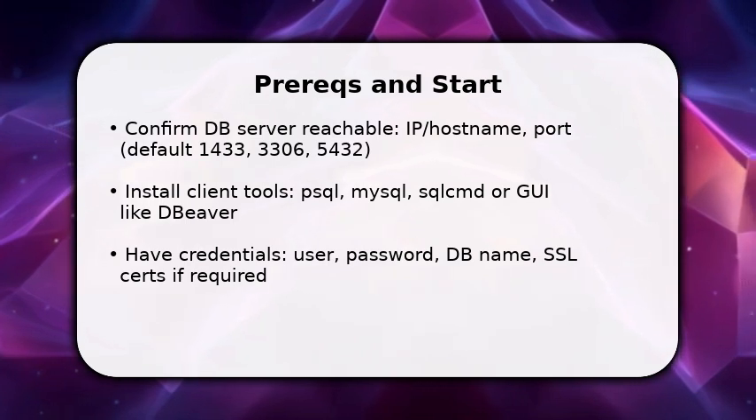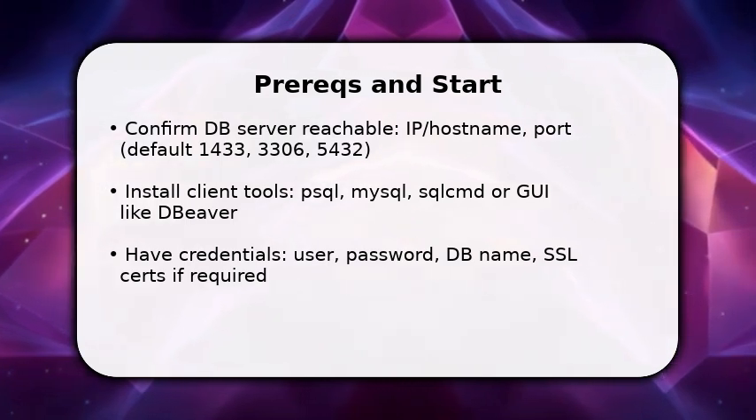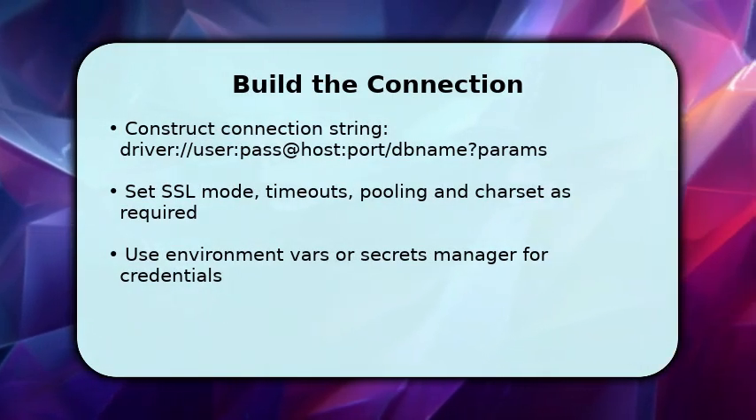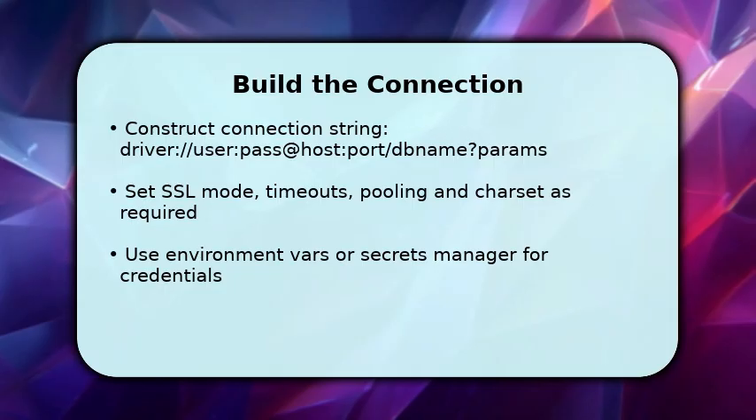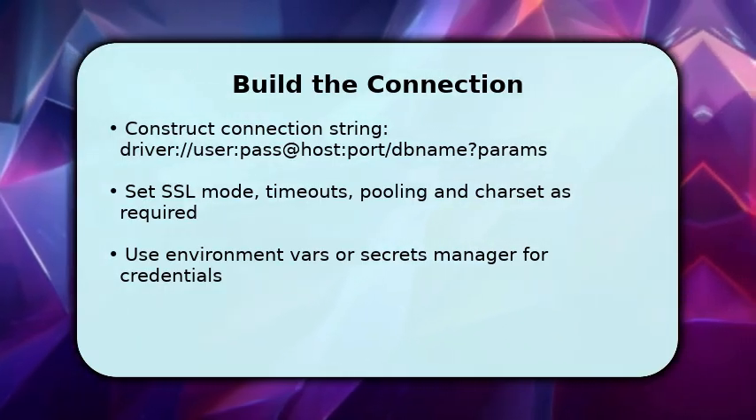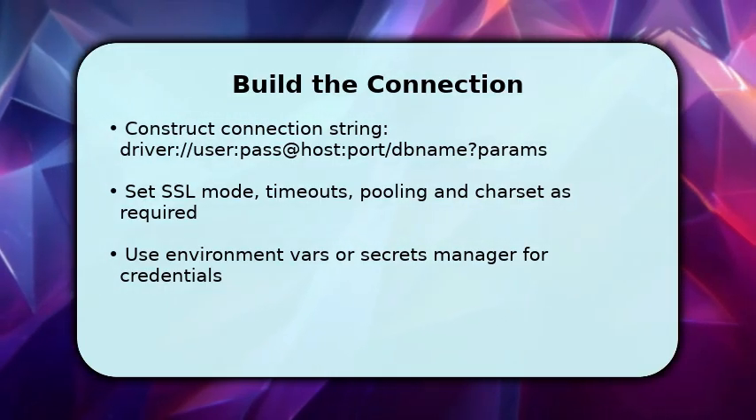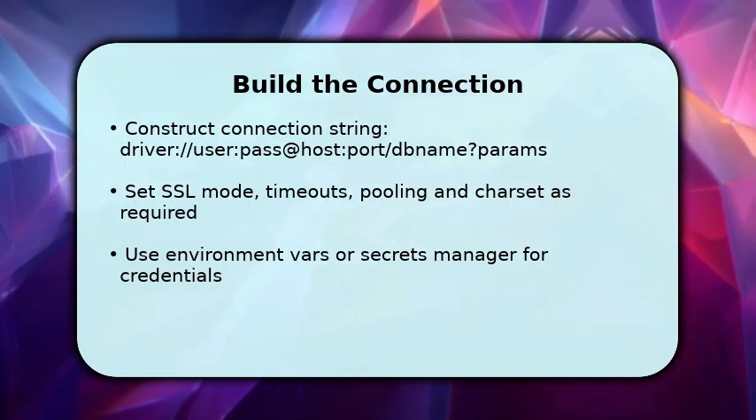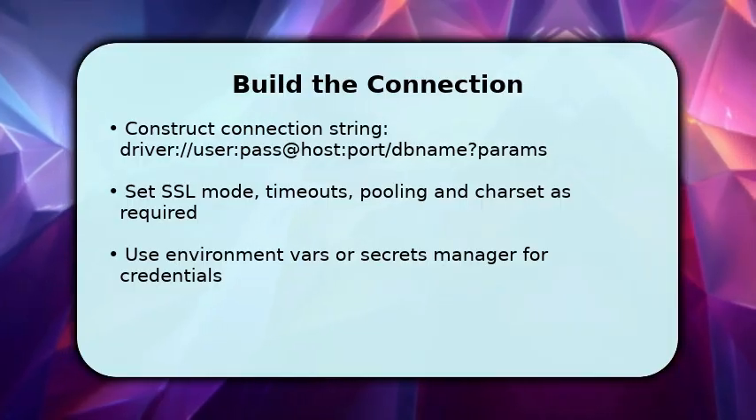Now you create and validate the actual connection. In your app or client, insert the connection string and enable SSL or TLS if the server requires encrypted traffic. Configure timeouts and pooling to match expected load. This prevents hung connections. Use environment variables or a secrets manager so passwords are not in source code.